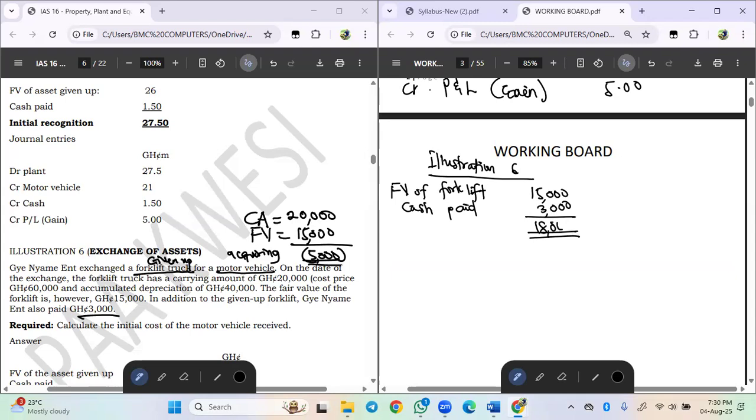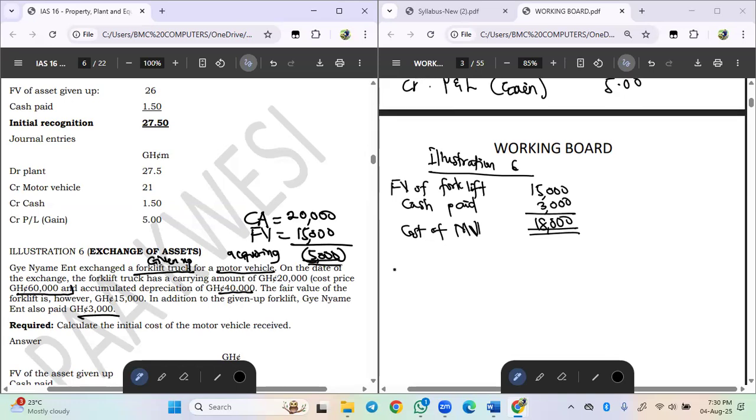So initially, the cost of the motor vehicle will be recognized at an amount of what? 18,000. Now, the information, the carrying amount: we said that the cost of that particular forklift was 60,000. And accumulated depreciation, the moment you see accumulated depreciation, it means the depreciation is not just for 1 year. We have a number of years, maybe 2, 3, or 4 years. We don't know. So that one is 40,000. So if you take cost minus accumulated depreciation, you have a carrying amount of 20,000.